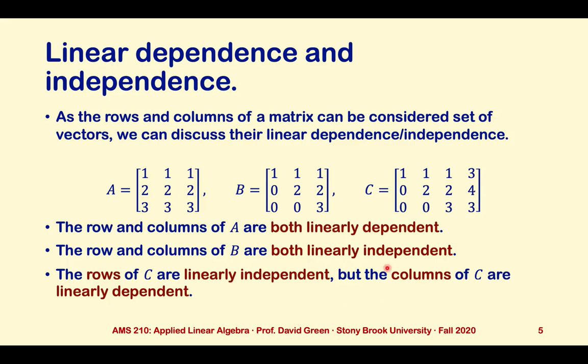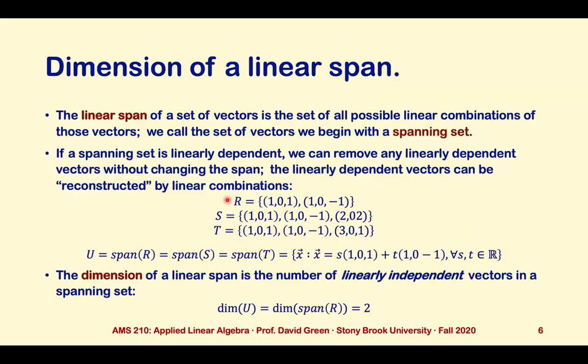But the columns of C are linearly dependent. You can actually observe that this last column is the sum of the first 3 columns. And so we have a case where the rows are linearly independent, but the columns are linearly dependent. We will later on in this unit see the deeper relationship between the linear dependence and independence of the rows and columns of a matrix.